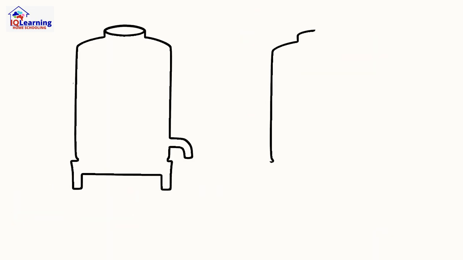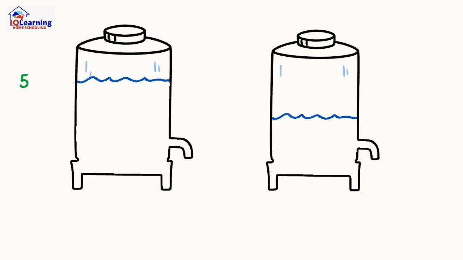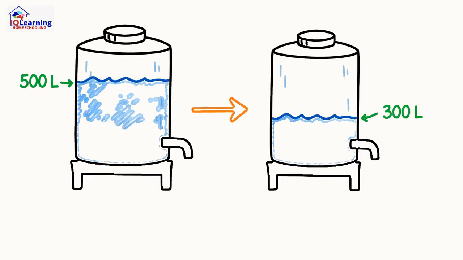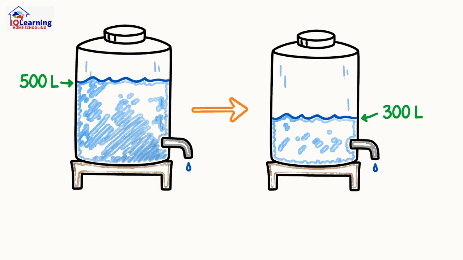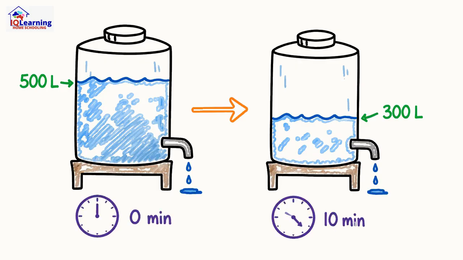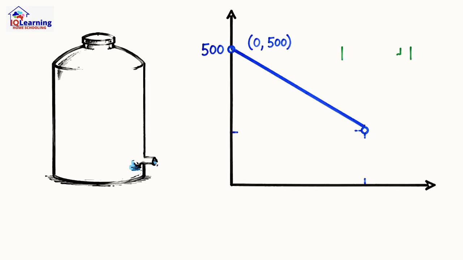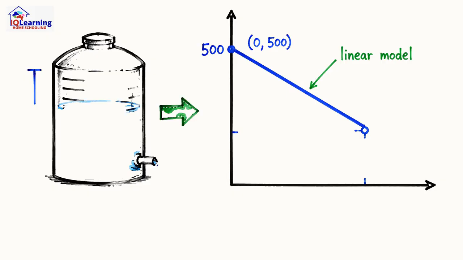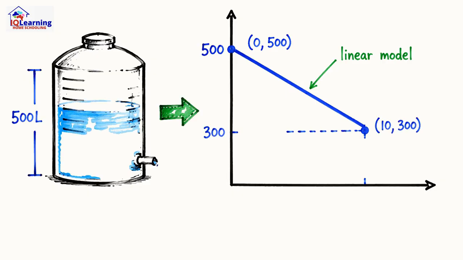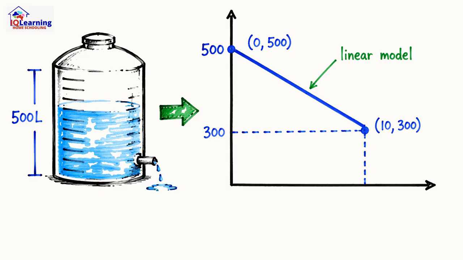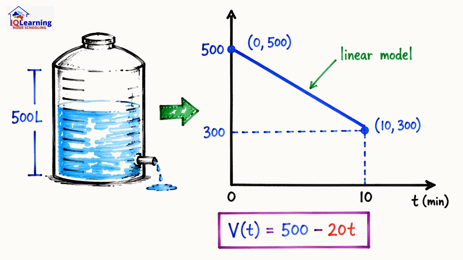But what if you aren't given the rate? Imagine a water tank with a slow leak. At the start, it has 500 liters. 10 minutes later, it's down to 300. With just those 2 points in time, we can build a model. We can calculate the rate of the leak, the gradient, and confirm the starting amount, creating a precise formula for the volume at any given minute.